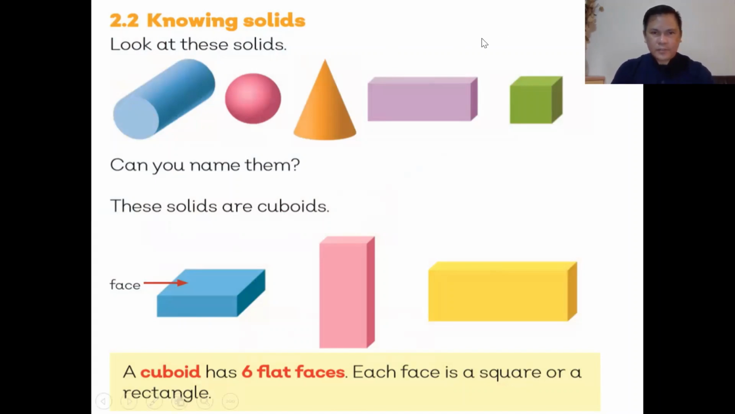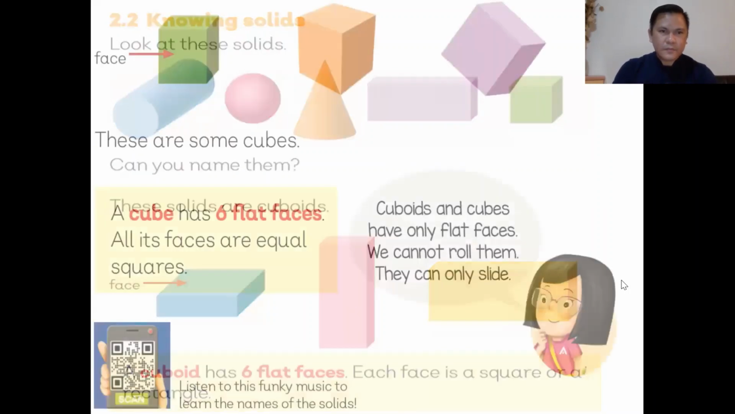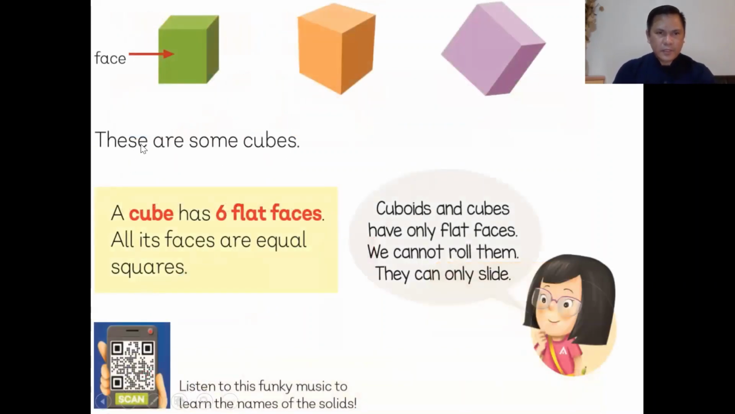Okay, look at these solids. Can you name them? These solids are cuboids. The cuboid has 6 flat faces. Each face is a square or a rectangle. These are the faces. These are some cubes. A cube has 6 flat faces. All of its faces are equal squares.